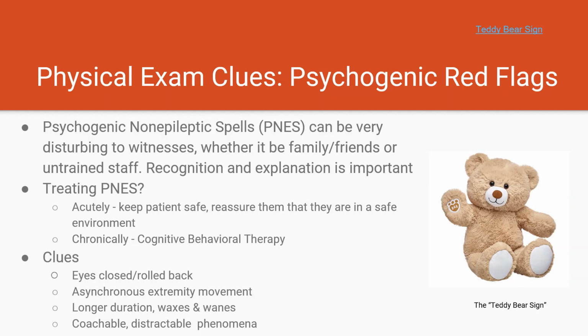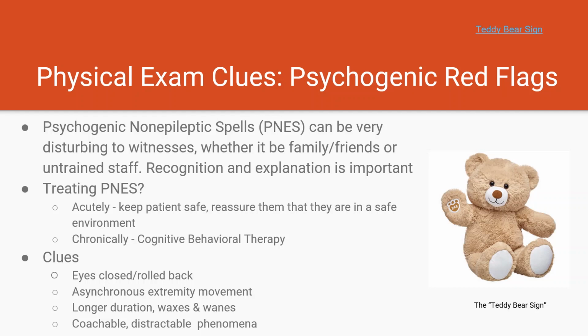And finally, psychogenic spells are often coachable. So if you're able to talk your patient out of their spell, or you're able to change the semiology by talking to them, it's unlikely this is an electrographic seizure. Of course, all that said, there are bizarre forms of epilepsy which can appear very psychogenic, and so really the only true way to make this diagnosis is by capturing an event when the patient is hooked up to EEG.